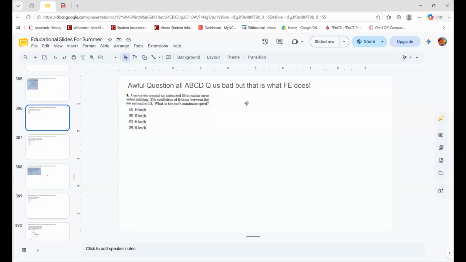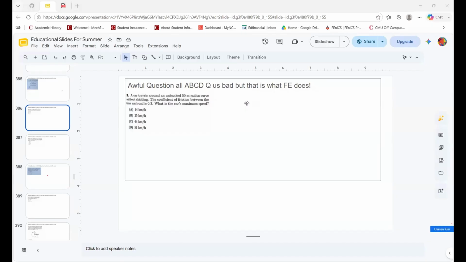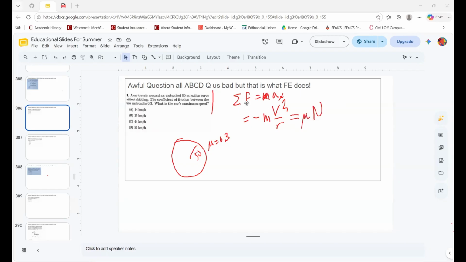A car which travels around an unbanked 50-meter curve without skidding. The coefficient of friction is 0.3. What's the maximum car speed? So we can do this: net force equals, once again, negative mv squared divided by r. And then that equals, what is it? Normal force, right? It's going to be mu times normal, because that's the only thing keeping the car on the road, in the negative direction, the same direction as that.